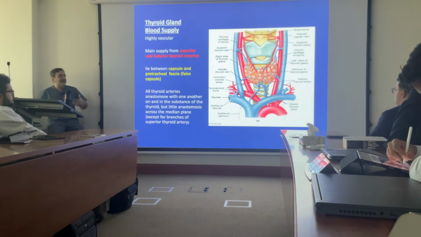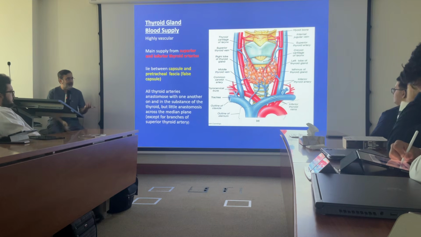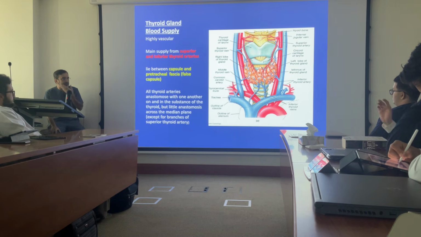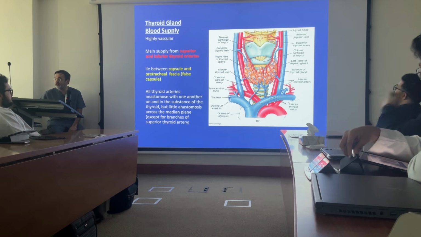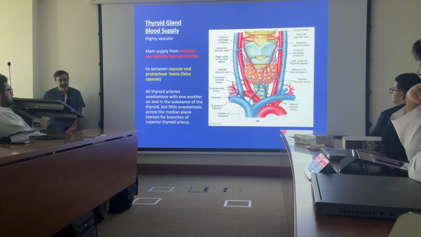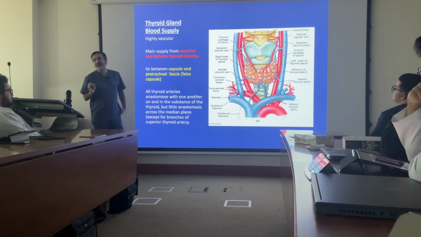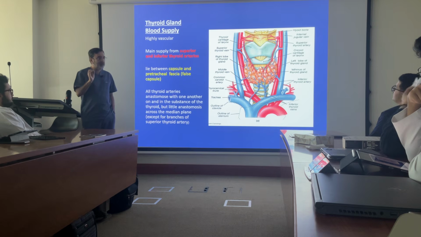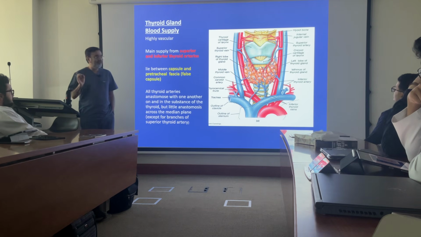So why is this so significant? There are two arteries, the superior thyroid and the inferior thyroid, one coming from the external carotid, the other coming from the thyrocervical trunk. So what is unique here? The unique thing is that the origin of the superior thyroid artery is very close to a branch of the vagus, which is called the external laryngeal nerve.